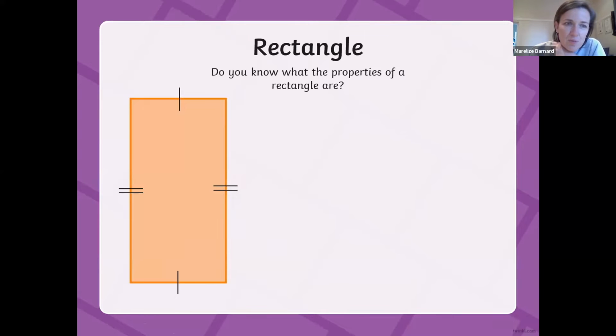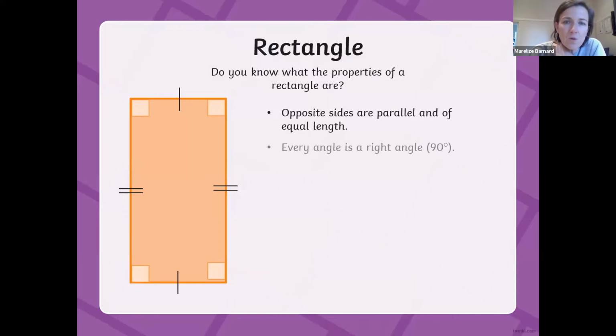We can move on to the next one, which is related to the square, the rectangle. So what are some of the properties of a rectangle? The opposite sides are equal. Nice. Okay. Don't forget about the parallel part as well, eh? The opposite sides are parallel. Opposite sides equal. Opposite sides are parallel. All the corners are 90 degrees.